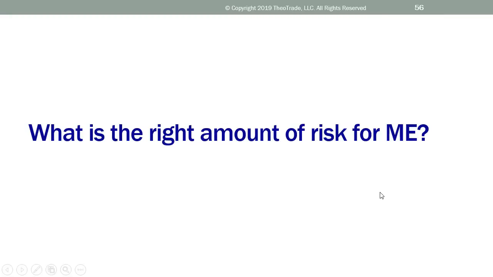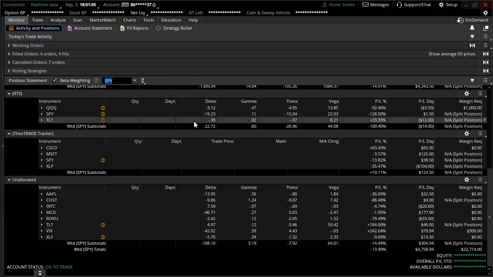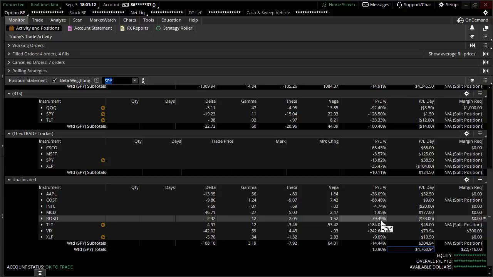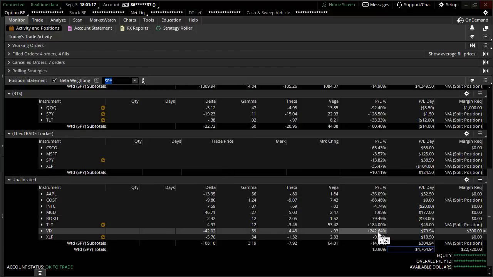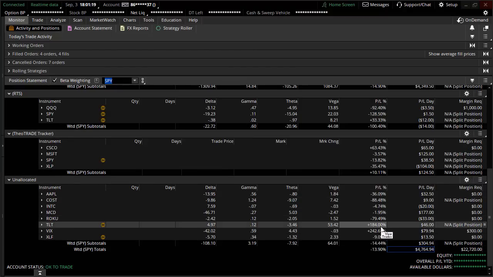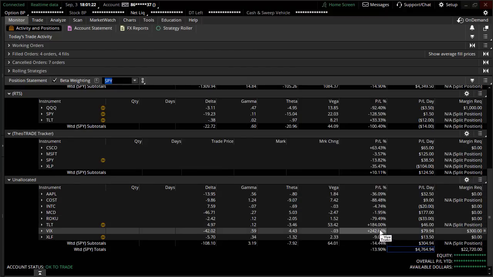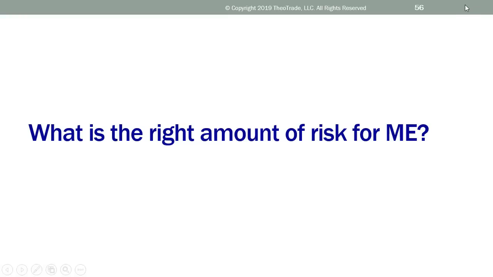If you have a $2,000 account or a $10,000 account or a $20,000 account, or God forbid, a $2 million account, it doesn't matter. By the way, in-out spreads, I'm going to tell you right now, you can allocate some serious capital to it, as I showed you. I have $22,000 with almost $5,000 of P&L today. There are a ton of in-out spreads accumulated in here, with some up 184%, 242%. There are some big returns against these. You've got to know the right amount of risk for you and your account size.